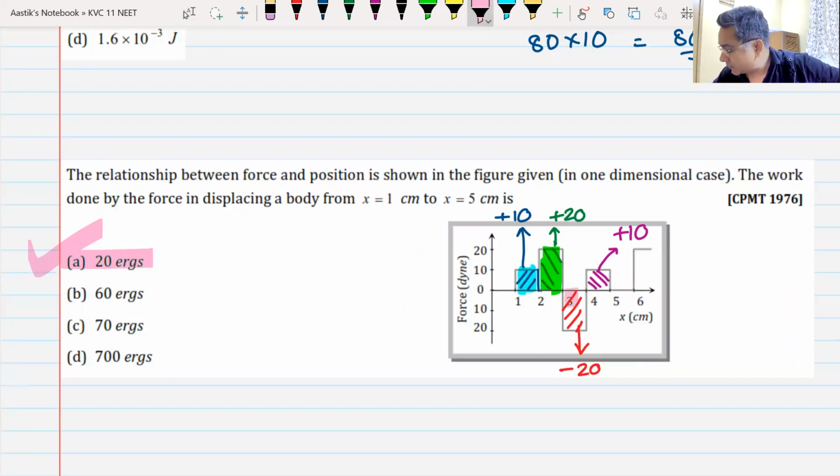Which area do you have a problem with? Tell me. For the pink one, this is the area. The height is 20, length is 1. And for the last one, the height is 10 and length is 1. In which area do you have a problem, beta? Tell me, in which area do you have a problem? You can see that length or not? Shall I show you the bigger diagram?